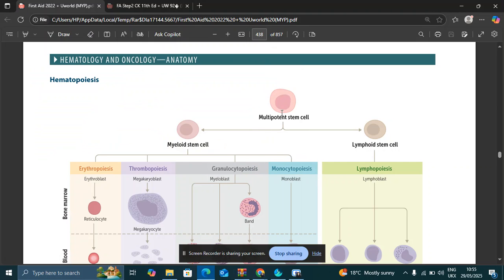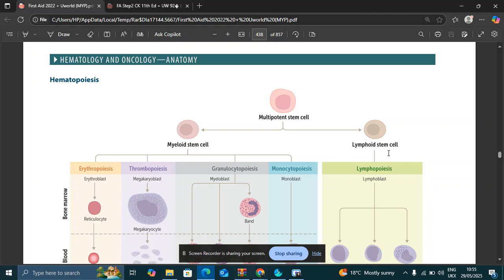So, we know that multipotent stem cells are present in the bone marrow. Okay, all of the hematopoiesis happens in the bone marrow. So this is a single multipotent stem cell. The multipotent stem cell becomes either a myeloid stem cell or a lymphoid stem cell.